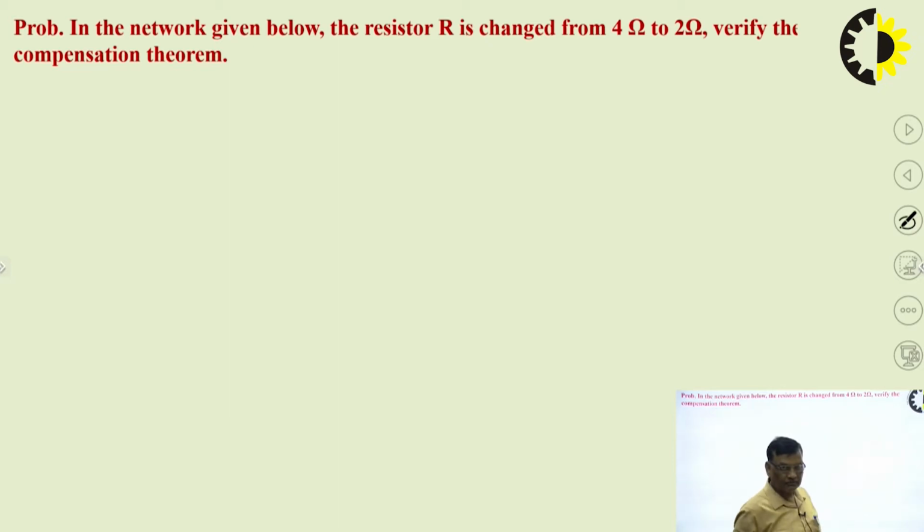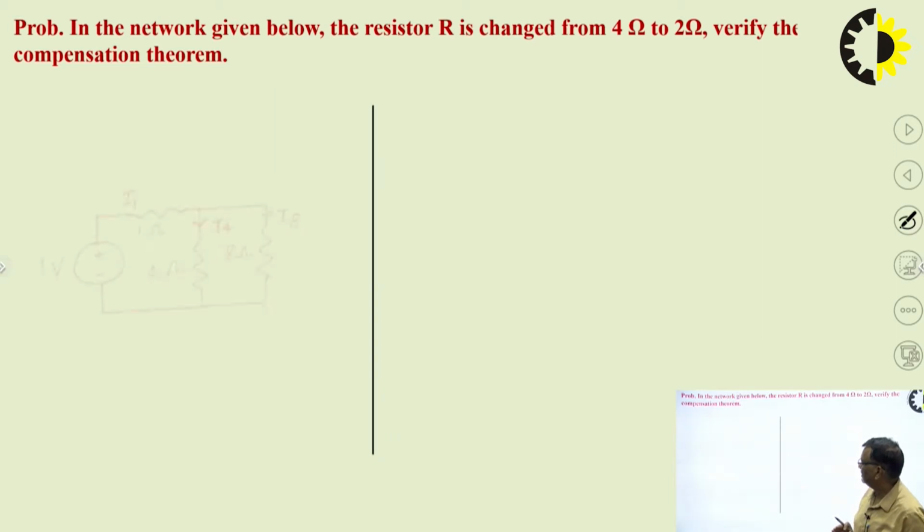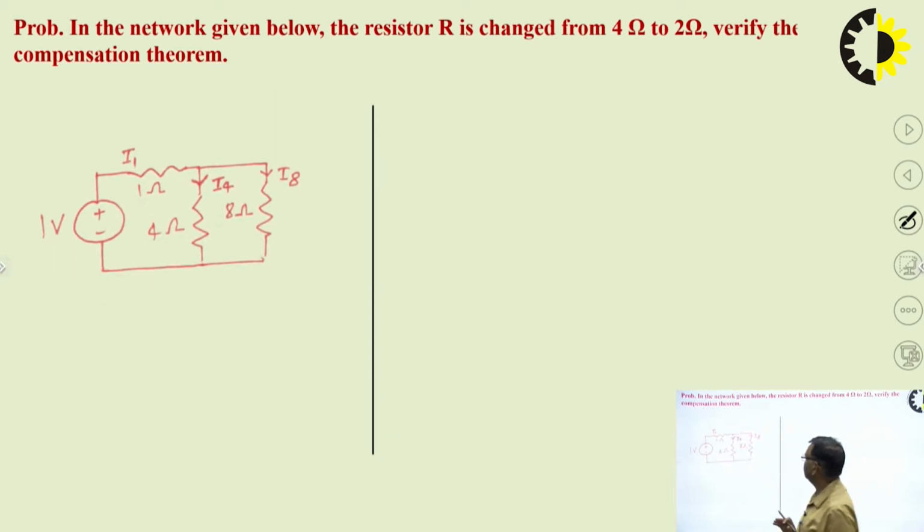Now we do some problems. State and proof we have finished. So now come to the problem: there is a circuit. In this circuit, R is changed from 4 to 2 ohm. So this impedance is changed from 4 to 2 ohm.